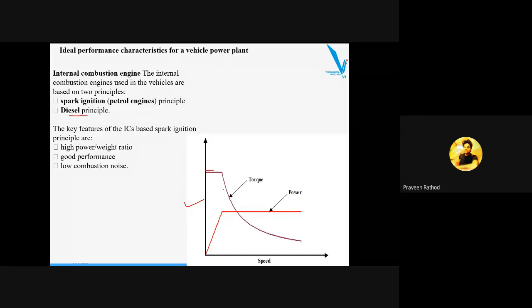Whenever we compare both the figures over here, the ideal performance characteristics of a power plant will ensure that maximum power is available at any vehicle speed, and it results in optimal vehicle performance. So torque obtained is constant at a lower speed. You can see it is constant at a lower speed, and again it is reducing when the vehicle speed is higher. Whenever at zero, the power is increasing like this, and it goes to a constant power at any vehicle speed.